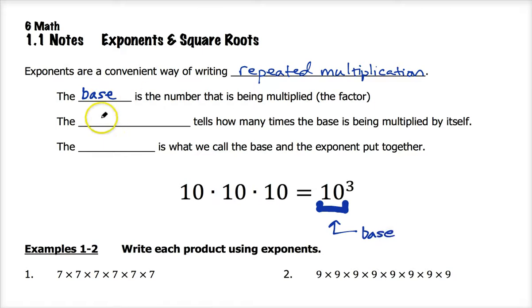The other part is the exponent, and the exponent tells how many times the base is being multiplied by itself. So down here again, 10 is being multiplied by itself 3 times, and so we use this 3 kind of above the 10 in the upper right corner, a small 3, to represent that 3 times multiplication, and the 3 is called the exponent. When you put the base and the exponent together, we have what is called a power. And so the whole thing is read as 10 to the third power. Okay, 10 to the third power means 10 times itself 3 times.